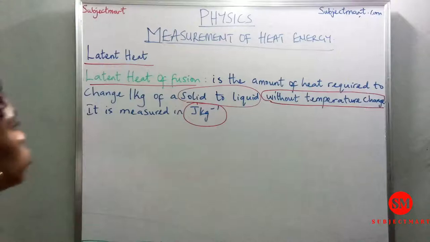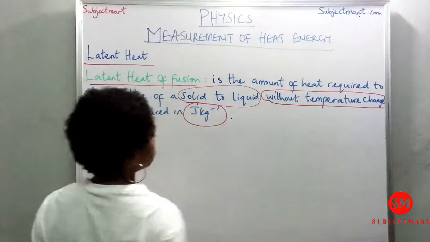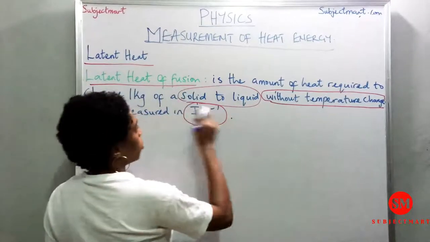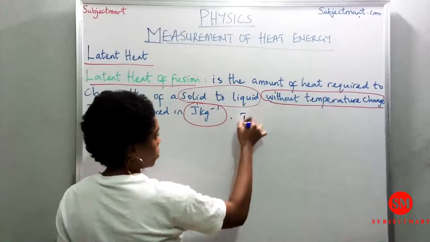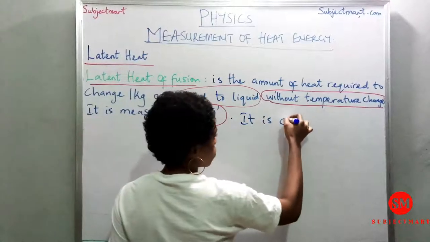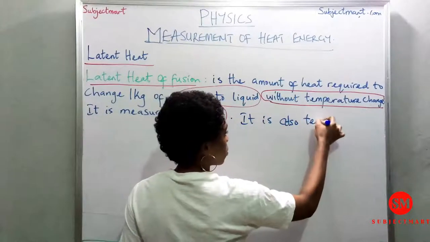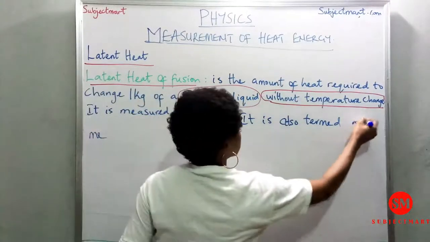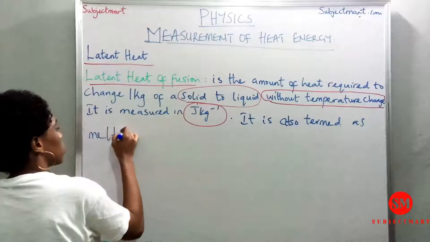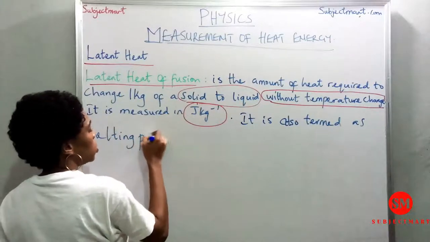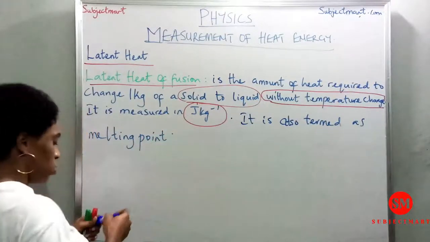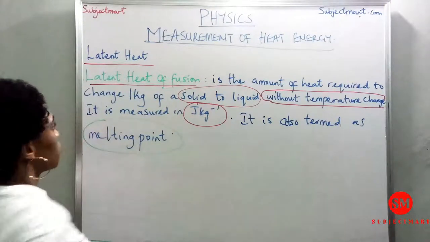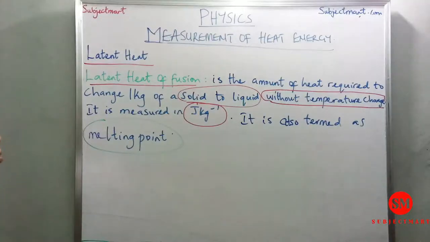Another term we use for latent heat of fusion is melting. It is termed as the melting point. When solid changes to liquid, it's also termed as melting point. Okay?